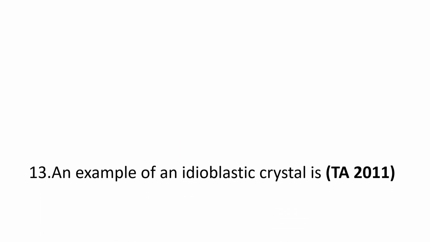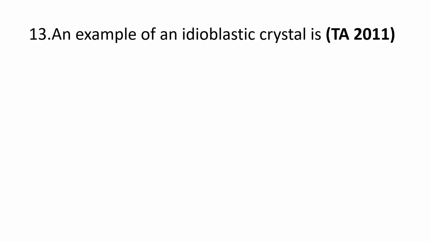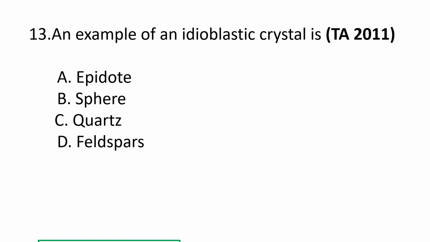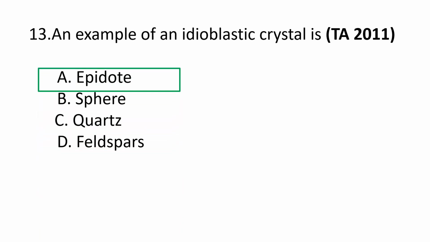Coming to the 13th question, an example of an idioblastic crystal is. The choices are A. Epidote, B. Spear, C. Quartz, D. Feldspar. So the correct answer is A. Epidote. Idioblastic crystal means it will have the shapes in all directions. The uniform size is there. So here the excellent example for an idioblastic crystal is epidote.